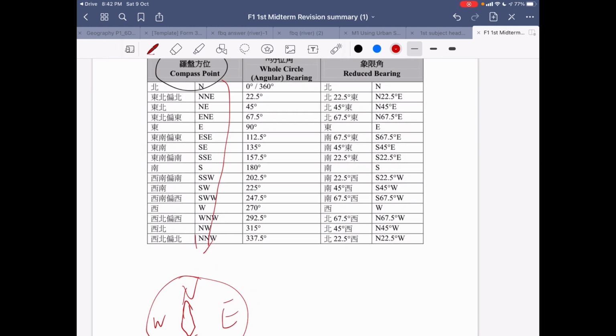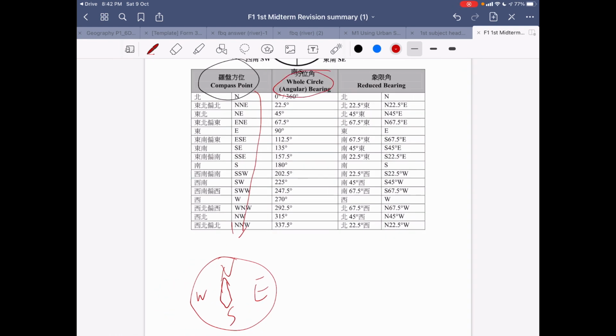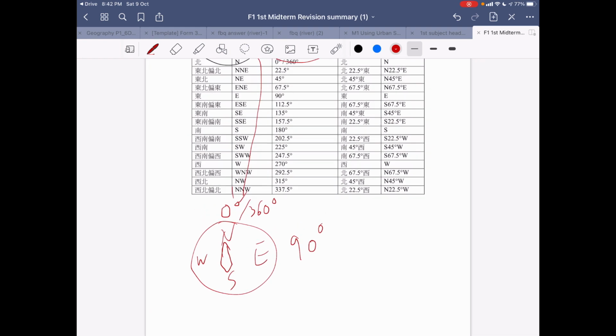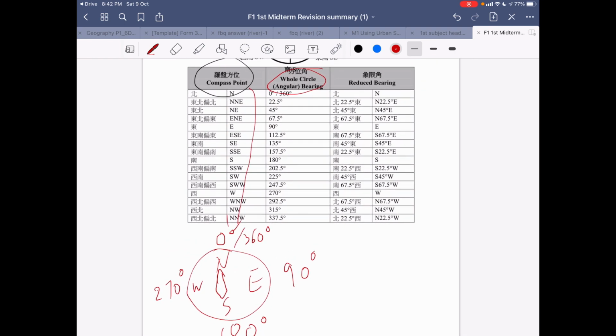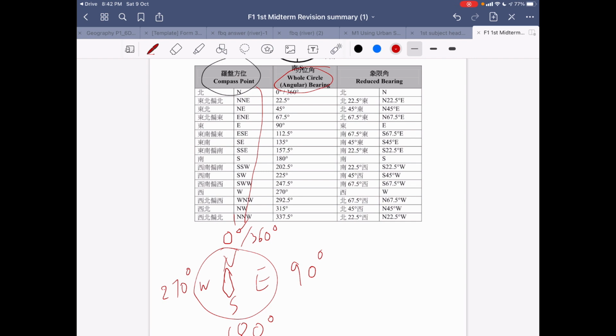And how about the whole circle bearing? From north, we are at 0 degrees or 360 degrees, and then after a right angle, on the right hand side, it will be east, which should be 90 degrees. For the south, it should be 180 degrees, and for the west it should be 270 degrees, and so on and so forth. For what is in between, you need to take care, taking it with care.